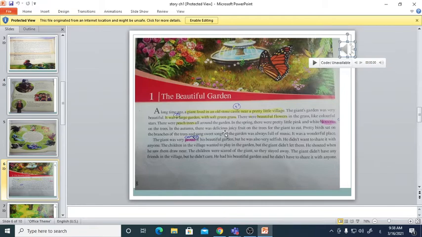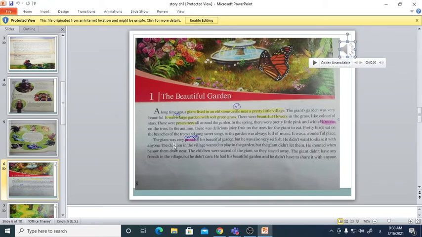In the autumn, there was delicious, juicy fruit on the trees for the giant to eat. So on the trees, in the spring, there are pretty white blossoms, and in the autumn, delicious, juicy fruit. What else is there in the garden? Pretty birds sat on the branches of the trees and sang sweet songs. So the garden was always full of music. It was a wonderful place.